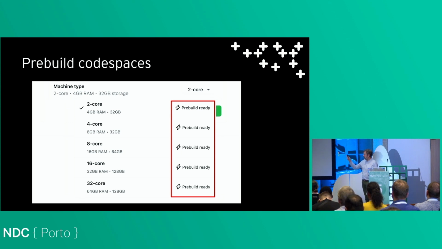So a very nice feature is that you can pre-build Codespaces, which means that they're already done. They're just waiting for you to start them up. In this case, you'll get that icon that says there's a pre-build ready, meaning it's just going to fetch one and start it up.